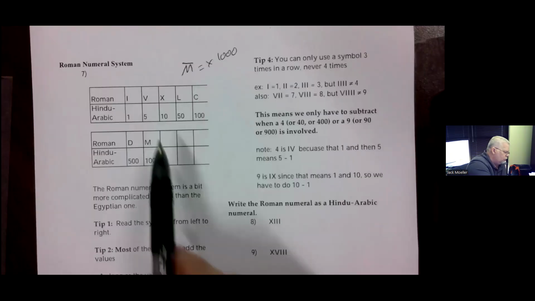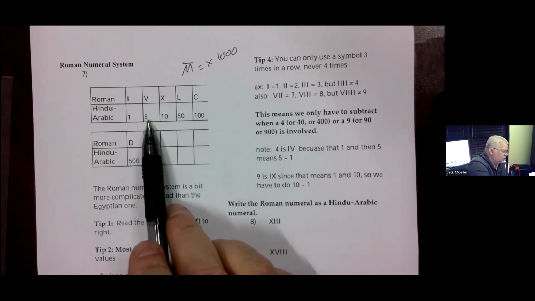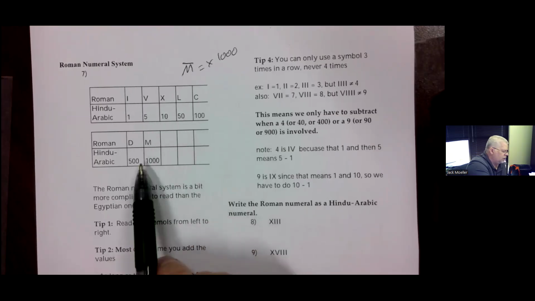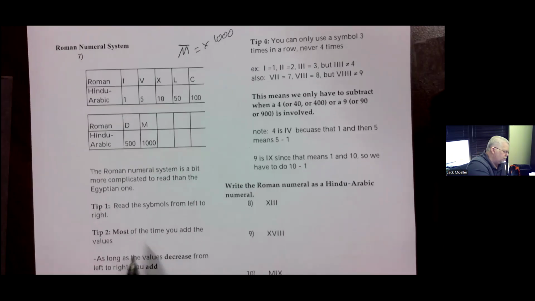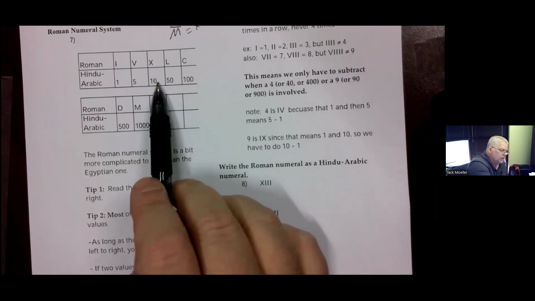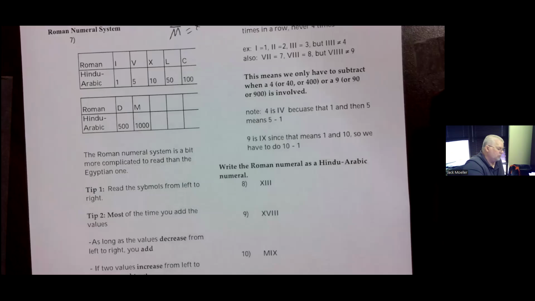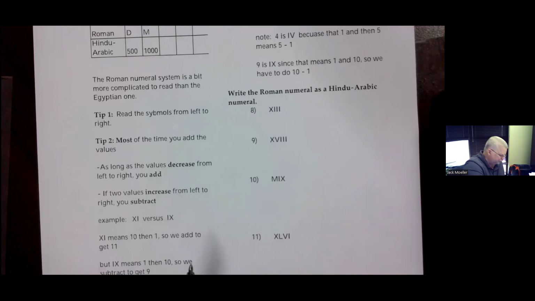Now, not only do they have powers of 10, but they also have 5 times powers of 10. So 5 times 1, 5 times 10, 5 times 100. And so most of the time, once you translate these, you are going to be adding the values. So we'll be doing 10 plus 50, and if we have XX, that would be 10 plus 10. But sometimes we do subtract, and that's where I think the Roman numeral system gets a little messy.